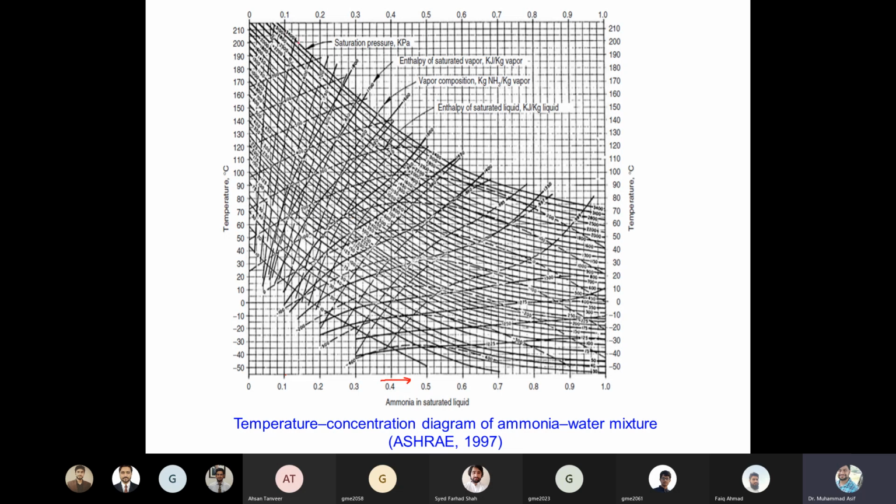For example, these lines are the representation of the saturation pressure. Similarly, these lines are the enthalpy of the saturated vapor. These are the enthalpy of the saturated liquid, right? And this is the vapor composition, right? So you have different properties from this chart. You can read the required property if you know any two independent properties, whether pressure and temperature or temperature and concentration. Then you can read the remaining properties at various points of the system.